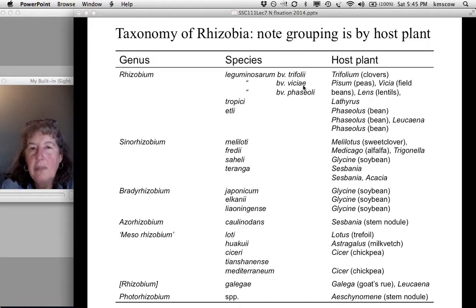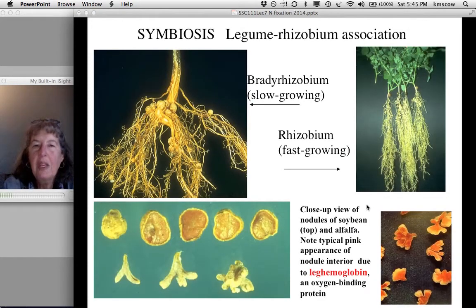These are called cross-inoculation groups. So the organisms within these groups all can be associated with these particular kinds of hosts. They're bound together by the fact that they colonize the same hosts. Here's a picture of bradyrhizobia colonizing a legume, and these tend to be slower growing organisms, whereas the rhizobia are faster growing and usually have smaller nodules.